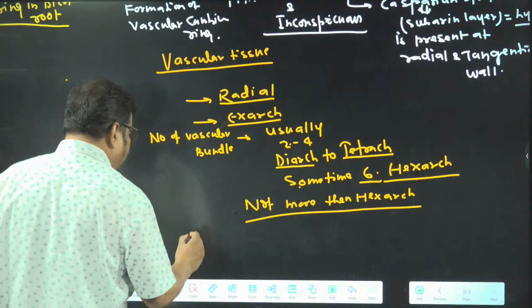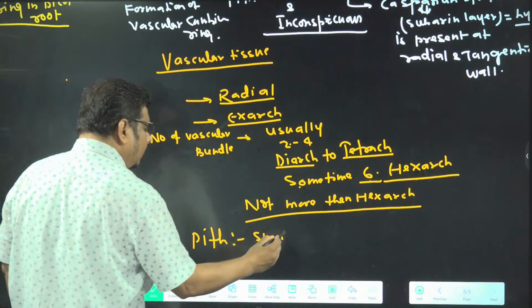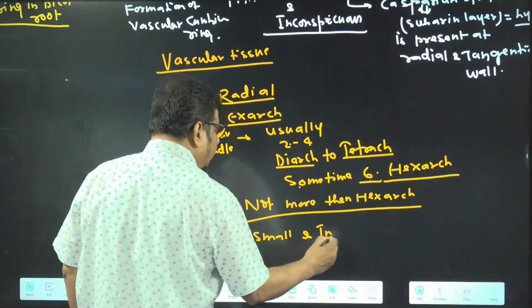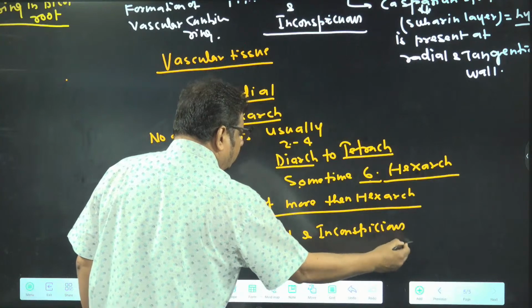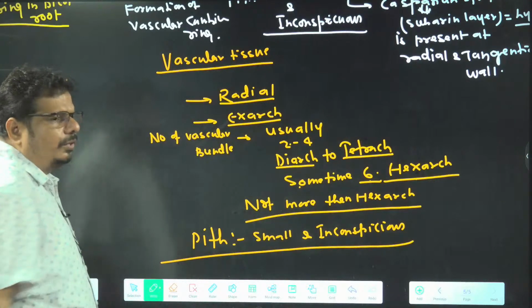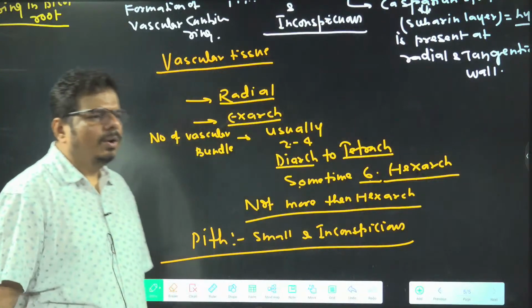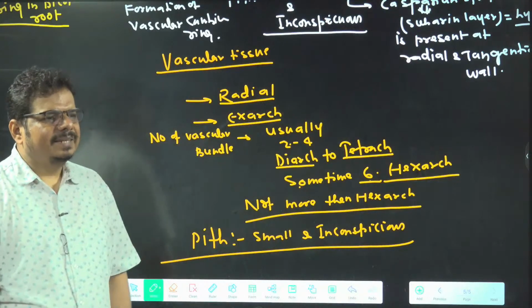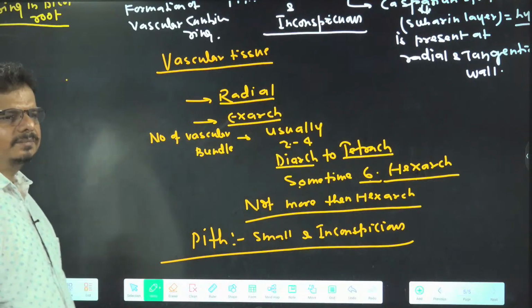Pith I already wrote. What? Small and inconspicuous. And I already wrote about the conjunctive tissue. So is it over? Who is over? Anatomy of dicot root is over. It is done. Clear?